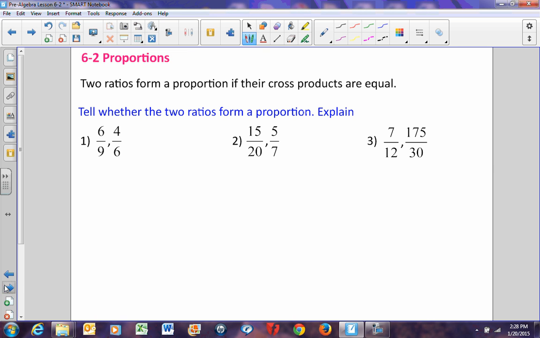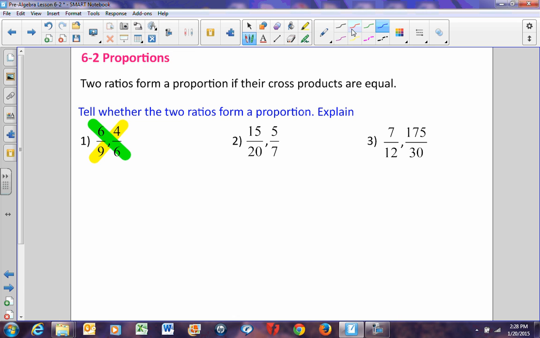2 equal ratios form a proportion. So to tell whether or not 2 ratios form a proportion, check to see if their cross products are equal. That's the easiest and fastest way to do it. So if I needed to know if 6 over 9 was equal to 4 over 6, I want to know if these ratios are equal. So I will simply do the cross products. If the cross products are equal, then those 2 ratios do form a proportion.